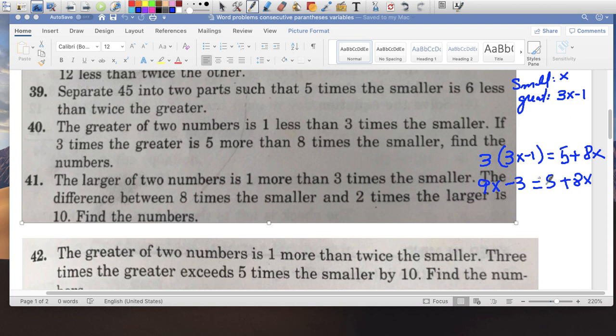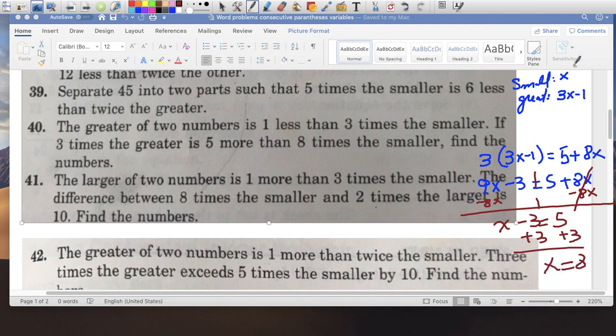So we have a variable on each side. Let's get rid of this one, minus 8x on both sides, and here's my line in the middle. The 5 comes down, and 9x minus 8x is just x, minus 3. We're going to do plus 3 on both sides, and x equals 8. So if my small number is 8, the big one is going to be 3 times 8 minus 1. 3 times 8 is 24, minus 1 is 23. Ta-da!